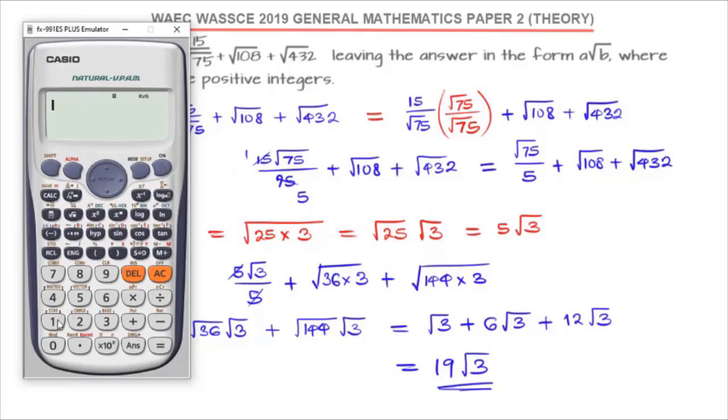If you know how to really use your calculator, you can go ahead and try and solve this question with your scientific calculator, especially the FX991ES. Just try the whole expression, 15 over root 75 plus root 108 plus root 432. If you ask the calculator to solve this, that's 19 root 3. So we're on the right track. Our correct answer is 19 root 3.